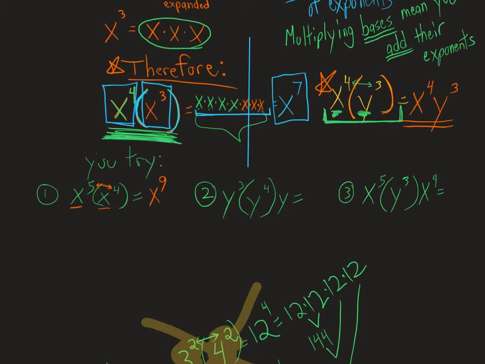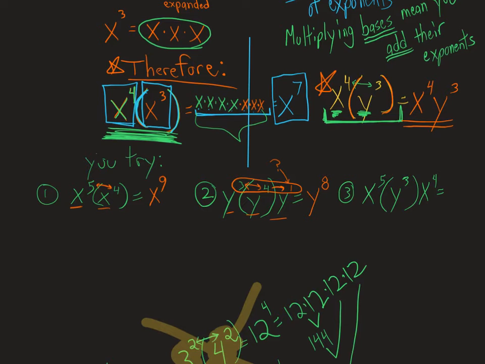Here, I've got common bases again, so I'm able to use my rule. 3 and 4 means 7 total y's. Oh, and I have another one. What's there? If we don't see anything, hopefully you guys remembered it's the invisible 1, which means we have a total of 8 y's all being multiplied together. Literally just add them, it's y to the 8th.